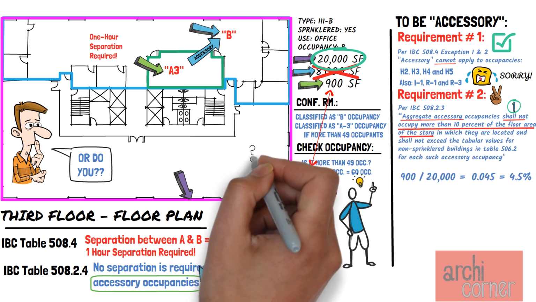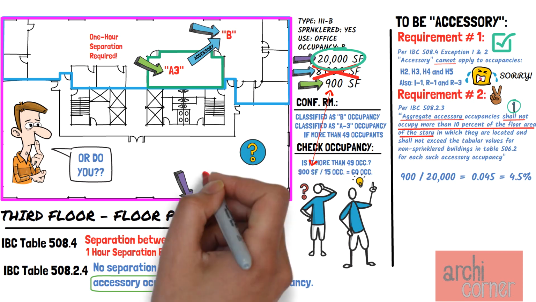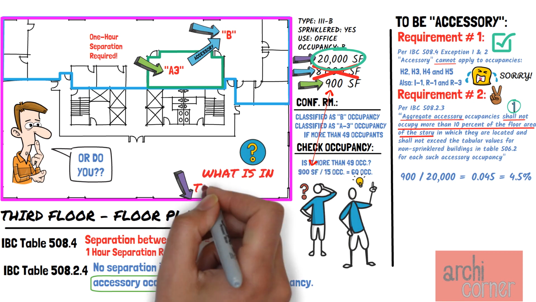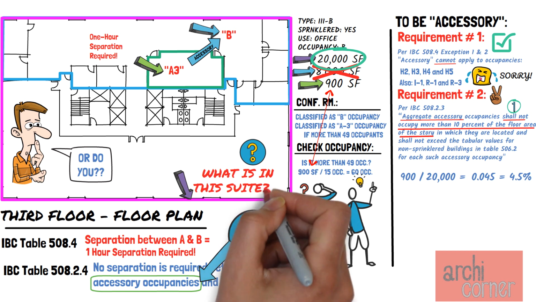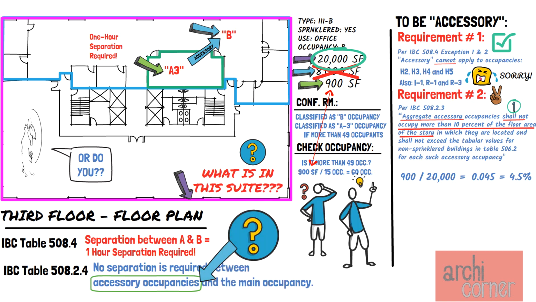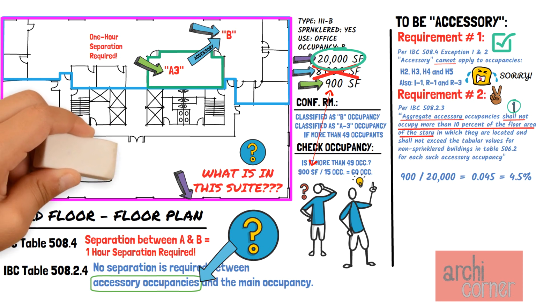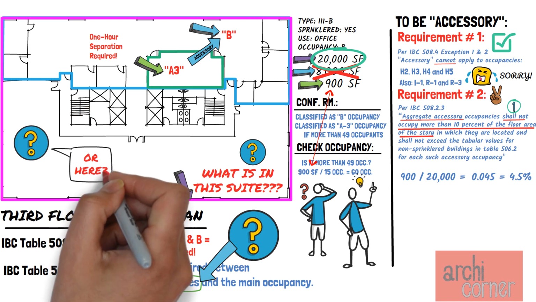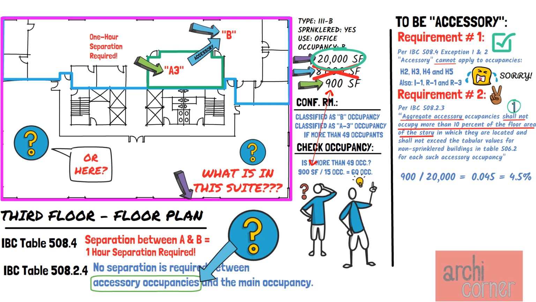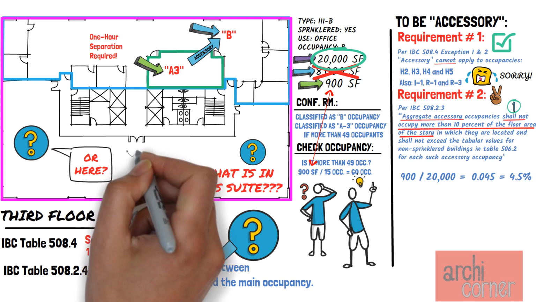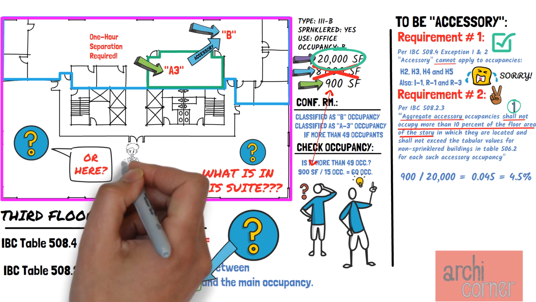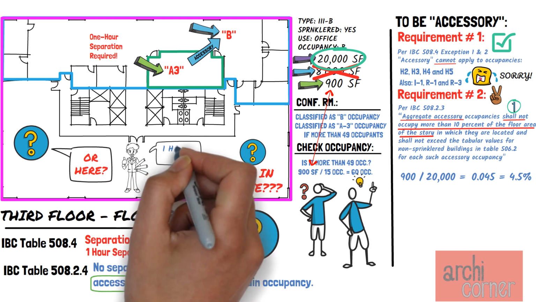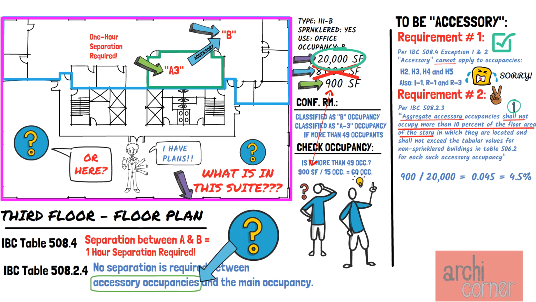This may be a bit hard to do, but you must know what the other suites have in their space. Do they also have spaces that can be considered an A3 occupancy? If they do, you must also add them and confirm that you are still under 10%. However, that might be a bit tricky because you may not always have access to those spaces or the floor plans to those spaces. But if you do have access to all the spaces and floor plans of the entire floor, that might be a lifesaver.